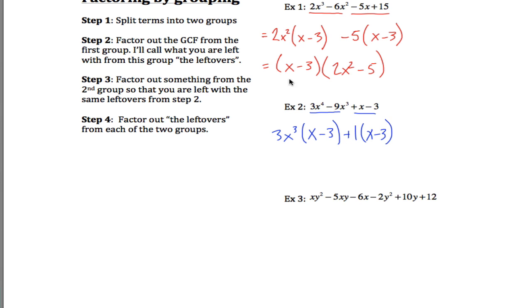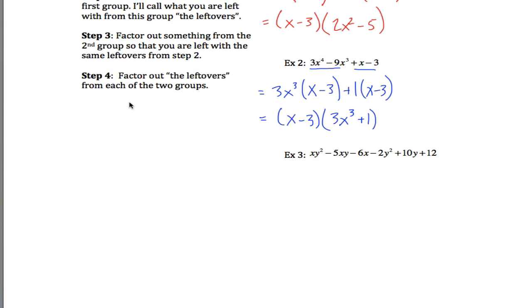So what I've done, step 1, split them into 2 groups. Step 2, find this greatest common factor and see what you're left with. Step 3, pull out something so that your leftovers are the same. And then step 4, factor out those leftovers. So pull out that x minus 3 from both terms. We're now left with just 3x cubed on this side and just positive 1 on this side. Maybe you note the importance of this placeholder here. If you hadn't written anything there, you might forget to write something here. So this factors to this. I guess I can put equal signs in there to show it.